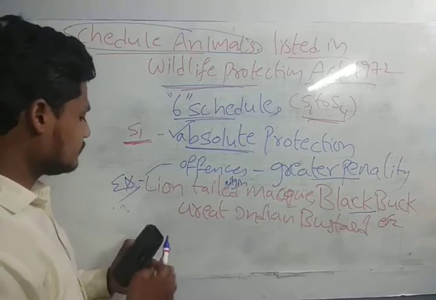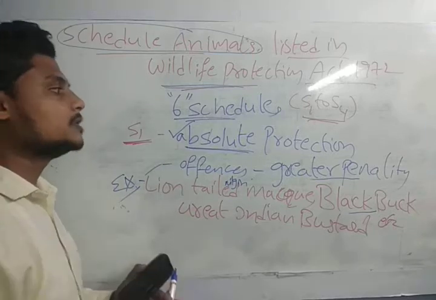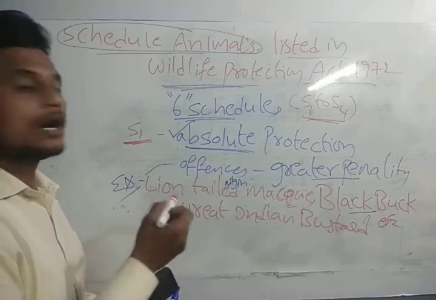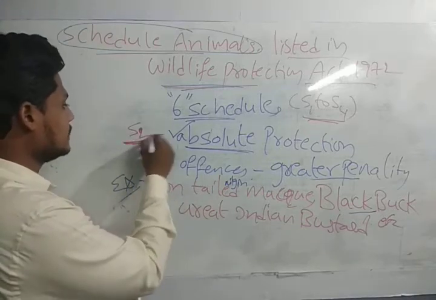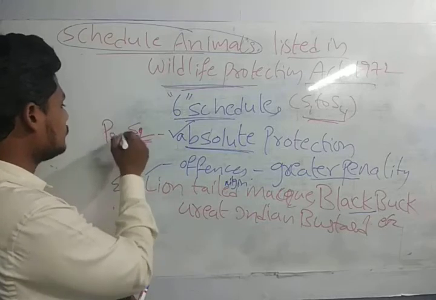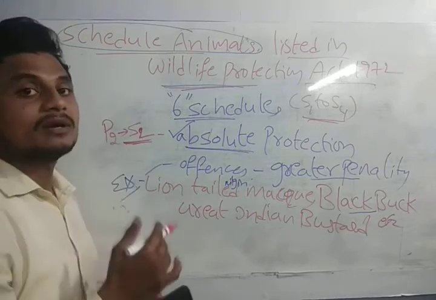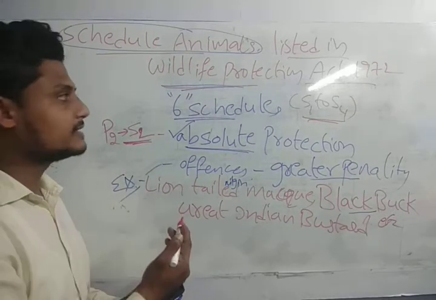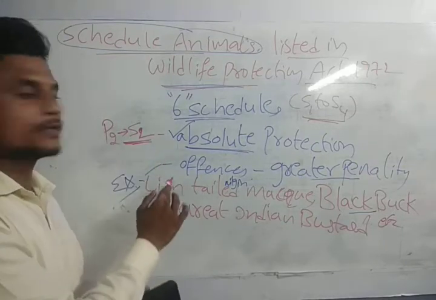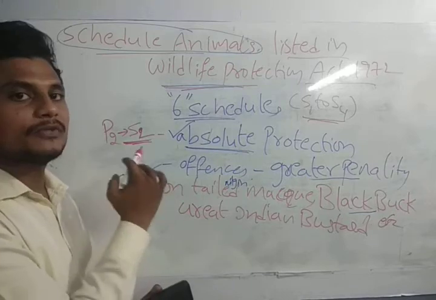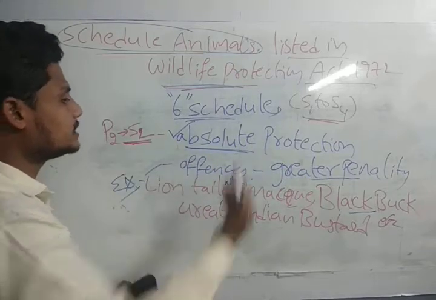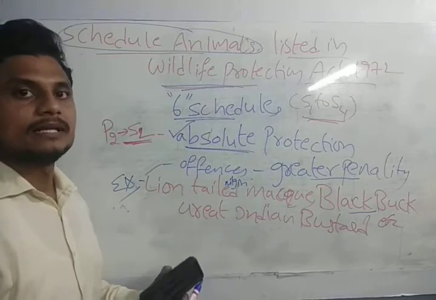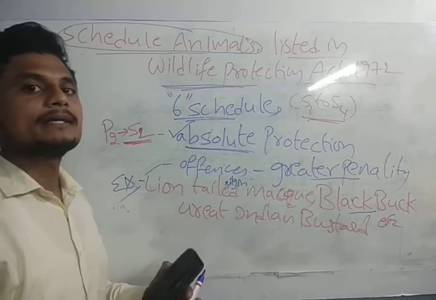The second one will also have absolute protection, guys. So the second one we are taking is Part 2 of Schedule 2. The first one is Schedule 1, and the second one is Part 2 of Schedule 2. The animals present in Part 2 of Schedule 2 will have absolute protection, and offenses will carry a greater penalty, guys.